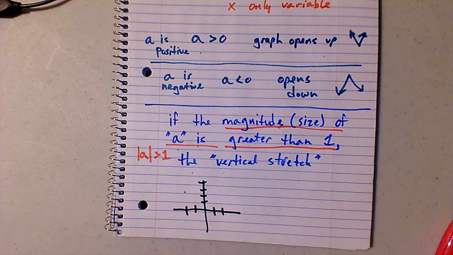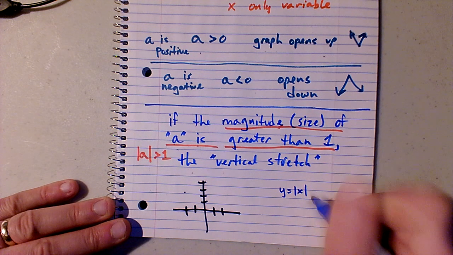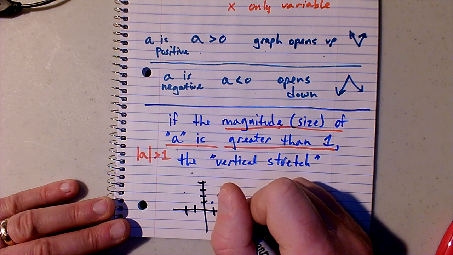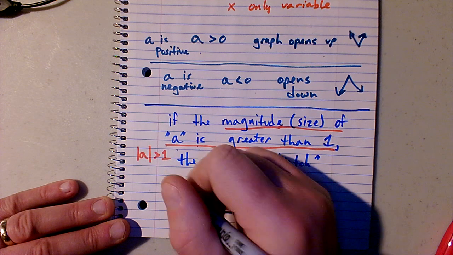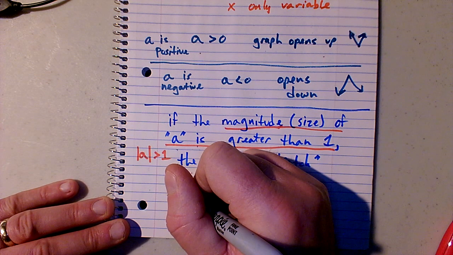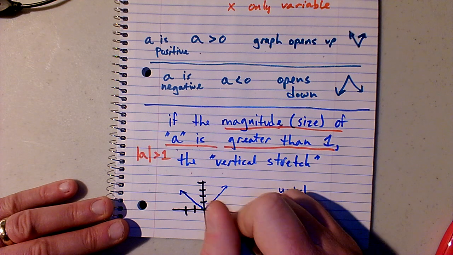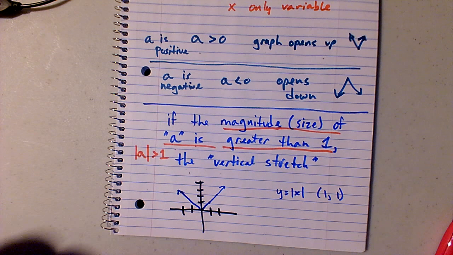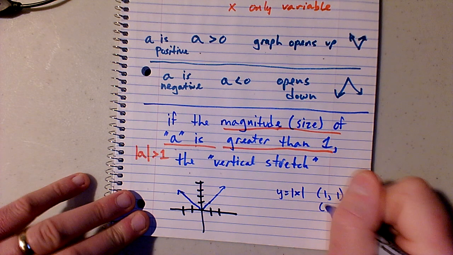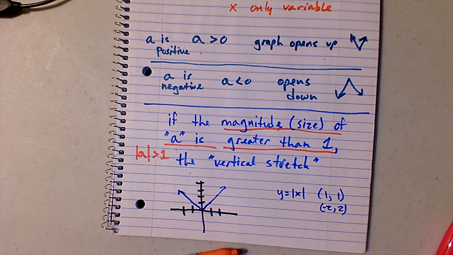Alright, let's say I have the parent function, y equals absolute value of x. Then I have a slope of 1, positive slope of 1 going to the right of the vertex, and a slope of negative 1 going to the left. Because when x is 1, our output's going to be 1. When x is 2 or negative 2, our output's going to be positive 2, because I'm taking the absolute value of that input.